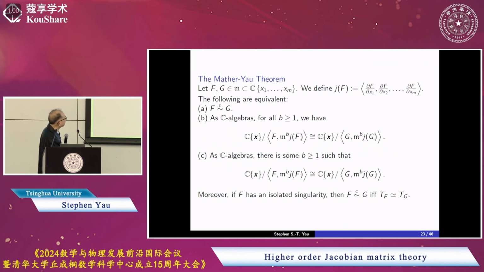The Mather-Yau theorem says that if you are interested in the contact equivalence, then you only need to consider the algebra. If there is some biholomorphism, this algebra is isomorphic, so all these are equivalent. That's why this algebra is interesting.